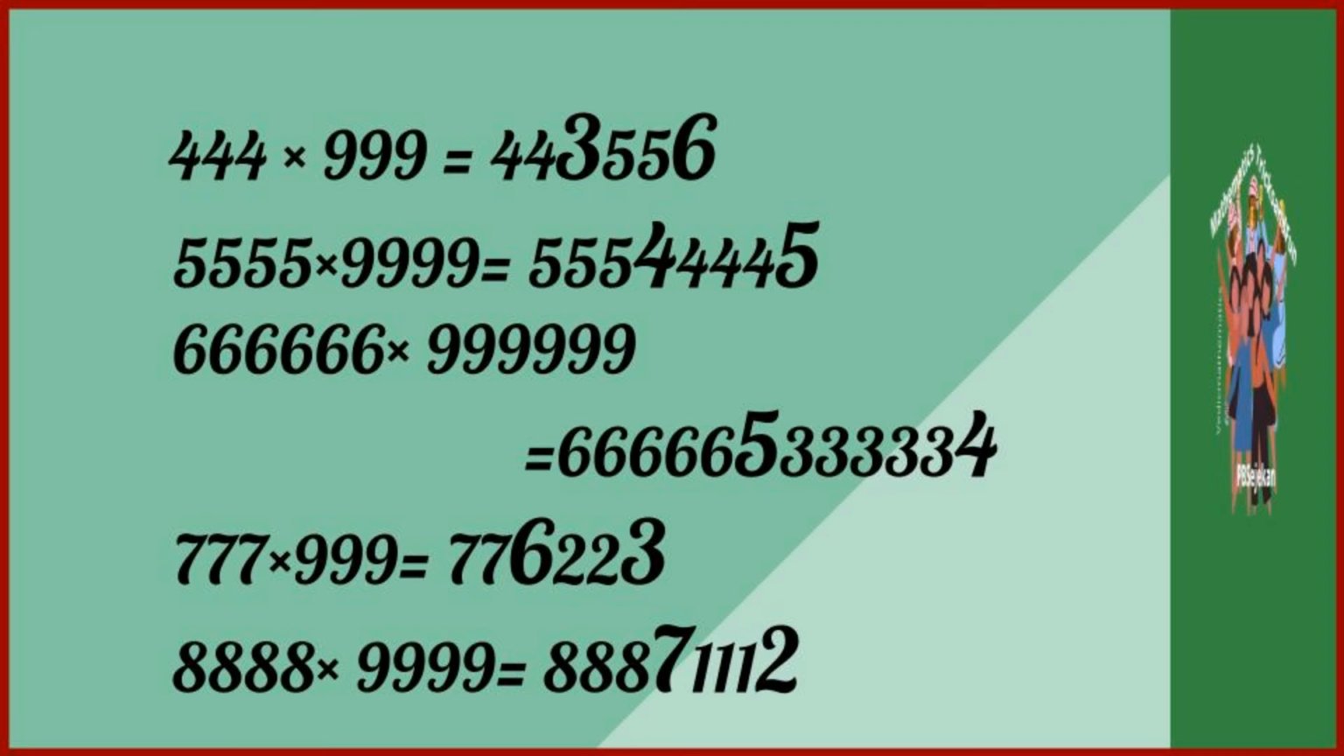777 is multiplied by 999. The answer is 776223. Same way, 8888 is multiplied by 4 9's. The answer is 88871112.